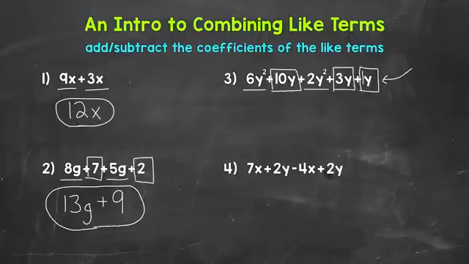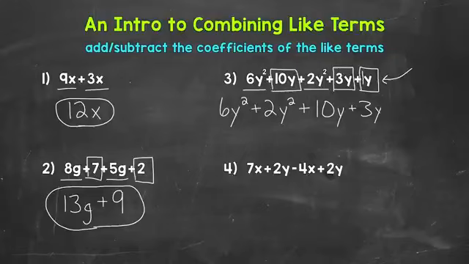Now, since this algebraic expression has 5 terms and we are working our way up to more complicated algebraic expressions, we're going to use a strategy to help us organize the expression before we combine like terms. We are going to rearrange and rewrite the expression and put the like terms next to each other. I'll start with 6y squared plus the like term of 2y squared plus, now we have the y terms, so 10y plus 3y plus 1y.